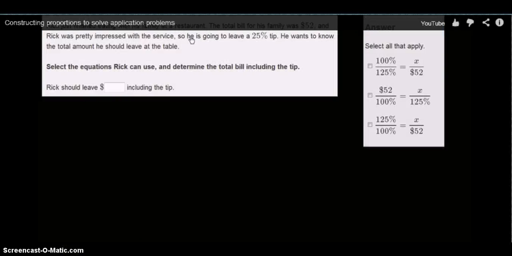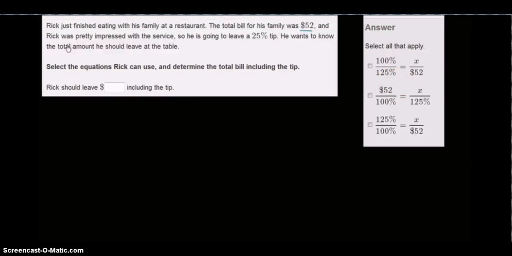Rick finished eating with his family at a restaurant. The total bill for his family was $52, and Rick was pretty impressed with the service, so he's going to leave a 25% tip. He wants to know the total amount he should leave at the table. Select the equations Rick can use and determine the total bill including the tip. So the unknown, the thing that we should figure out, is the total amount he should leave at the table. So let's just call that X.